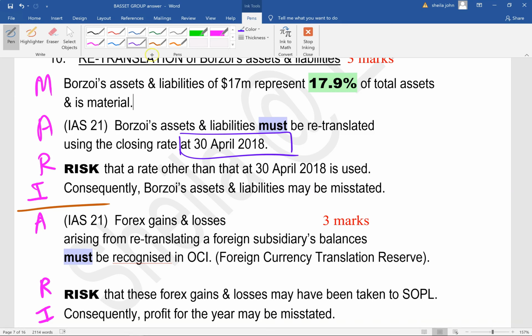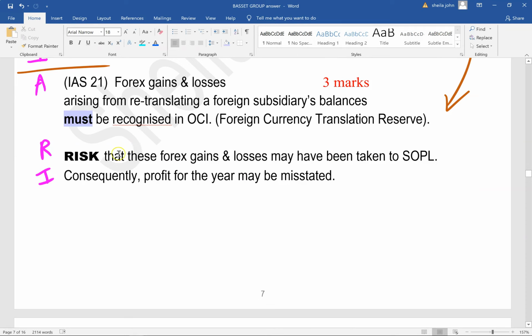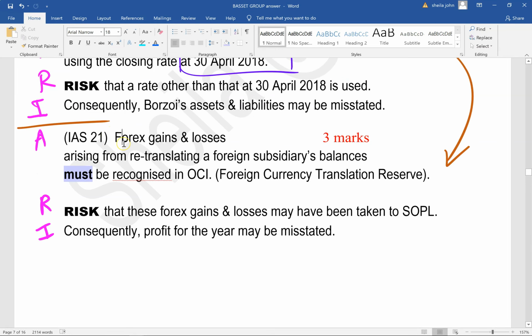Okay, now as a result of this part here about assets and liabilities being retranslated, we have got another point here, and that is the foreign exchange gains and losses arising from the retranslation of a foreign subsidiary's balances must be recognized in OCI. The risk here is that these Forex gains and losses have been taken to P&L just like normal translation, but that's not the case here. Okay, we've got the retranslation of a foreign subsidiary's assets and liabilities. They have to be translated using the closing rate, and the exchange gains and losses have to be taken to the OCI.